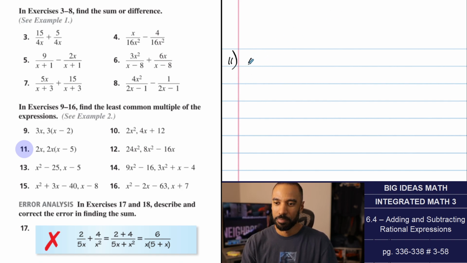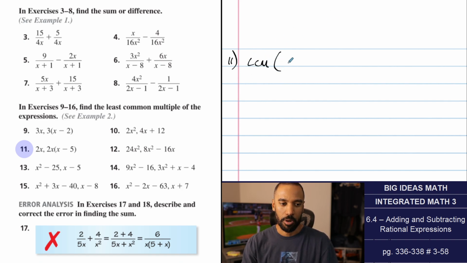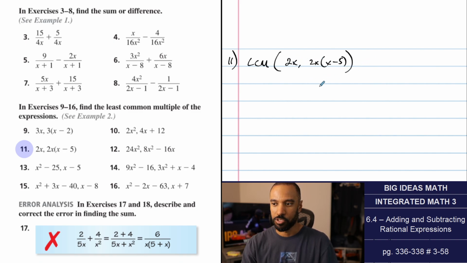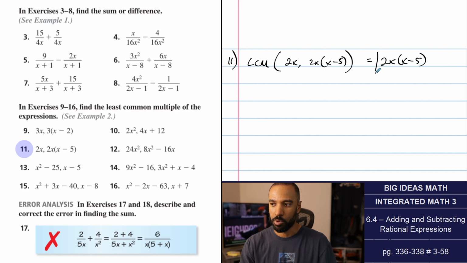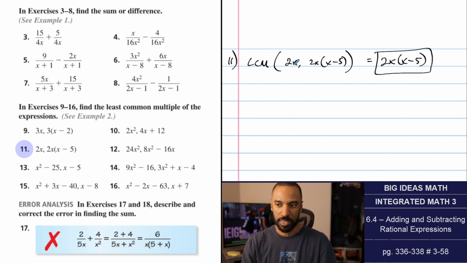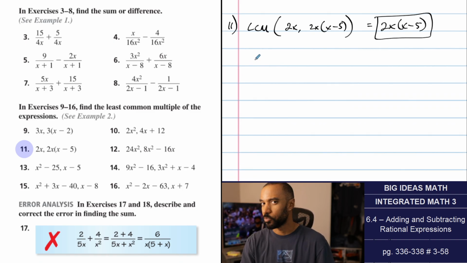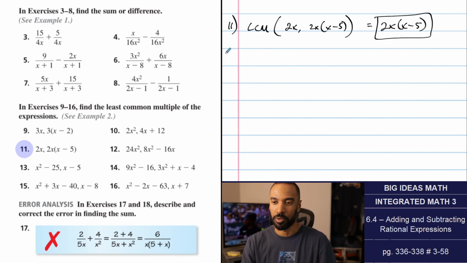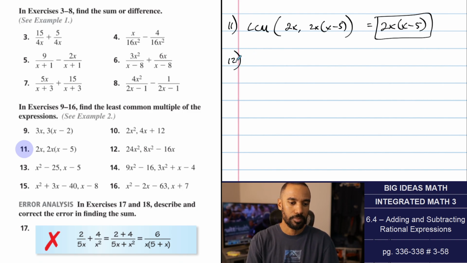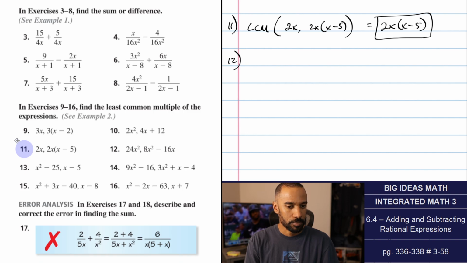Number 11. Got to find the least common multiple of 2x and 2x times x minus 5. Well, they both share a 2x, and this one's missing x minus 5. So, literally, 2x times x minus 5 is the least common multiple. You just multiply this guy by x minus 5, and they're common. They're the same thing. It's like the least common multiple of 3 and 6. Just multiply 3 times 2. You don't have to do anything with the 6. Number 12.